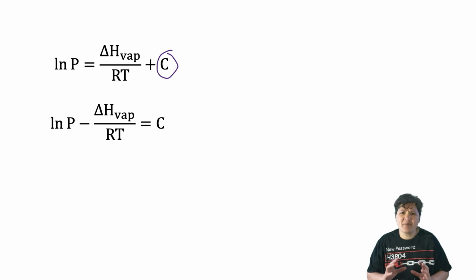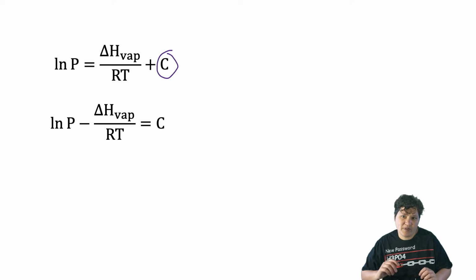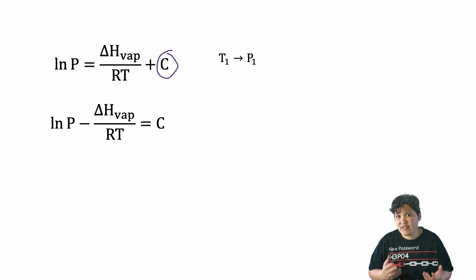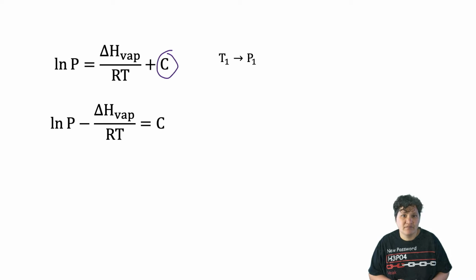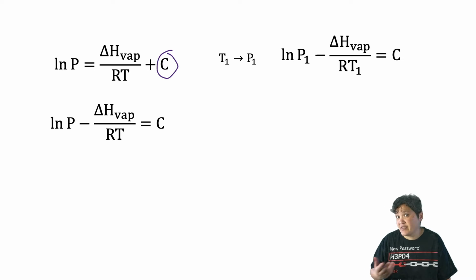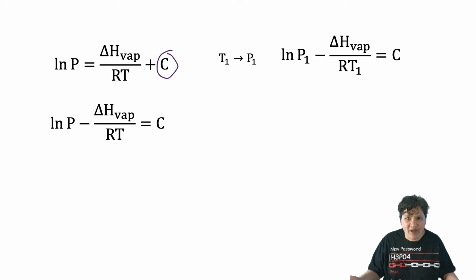Now, I want you to think about how this would play out, not in a generic sense, but in a very particular case that I'm going to call case 1, where our temperature is T1 and the corresponding vapor pressure is P1. So let's plug that information into our equation, and this is what we get for our value for C. Now I know what you're thinking. That doesn't seem helpful, but hold on just a minute.